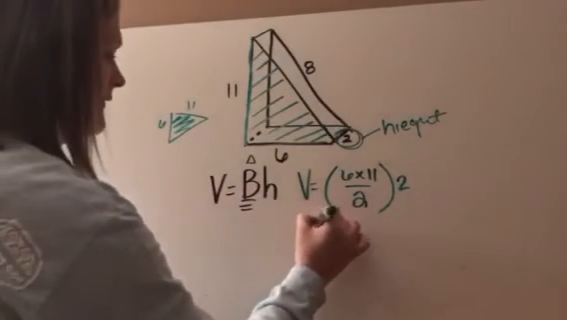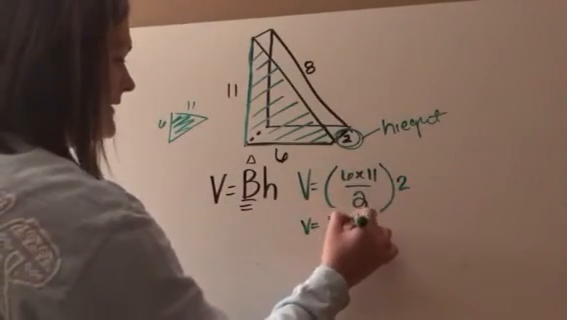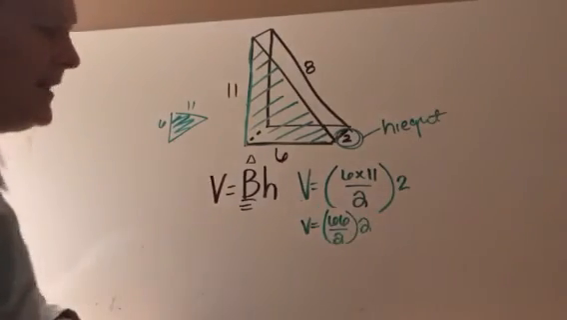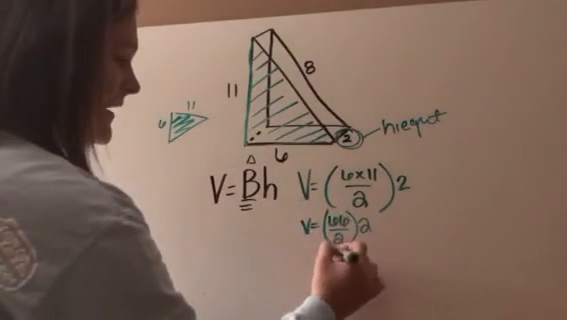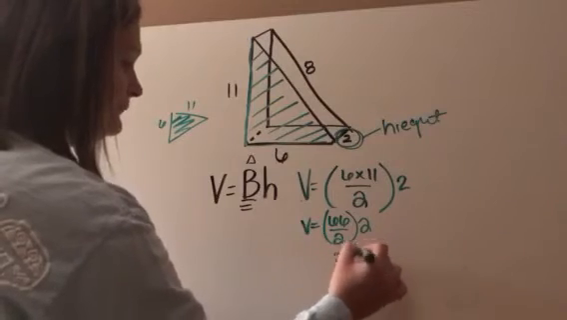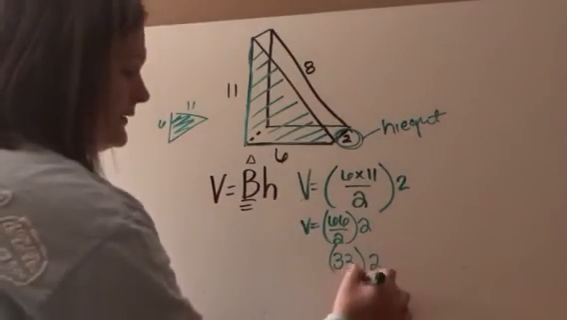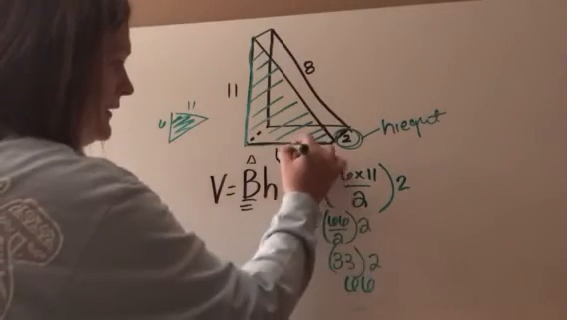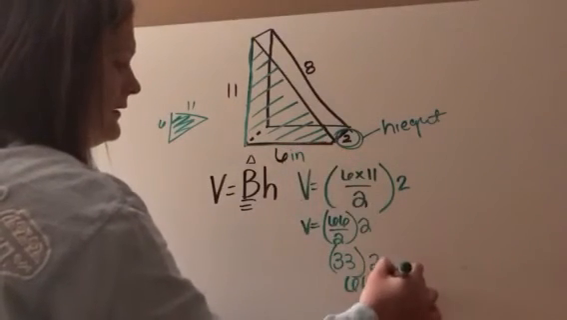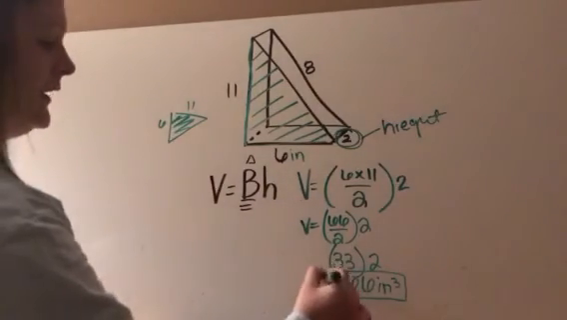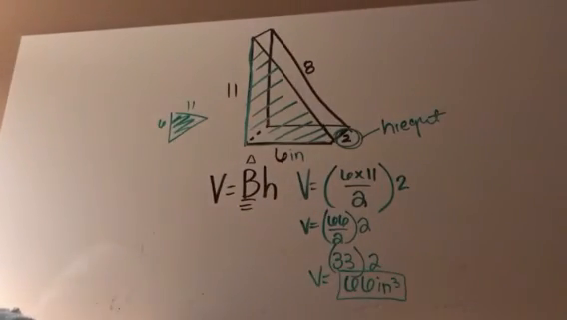All right, so let's solve this. 6 times 11 is 66. We're going to divide that by 2 and then times it by the height. 66 divided by 2 is 33. And we're going to multiply that by 2. So it's 66, and we're going to say inches cubed. All right, so the volume of this triangular prism is 66 inches cubed.